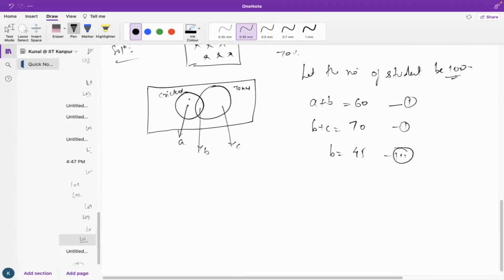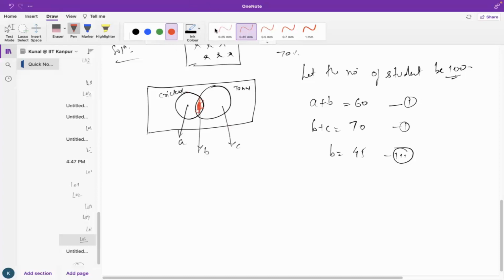You know how? Because these are, let me use a different color. Okay. So this is the region where the students know how to play cricket as well as tennis. Okay. So this is the actual region where students know how to play both of the games, right? Cricket as well as tennis. So this is the region actually. Okay. So now it's easier to solve the question.